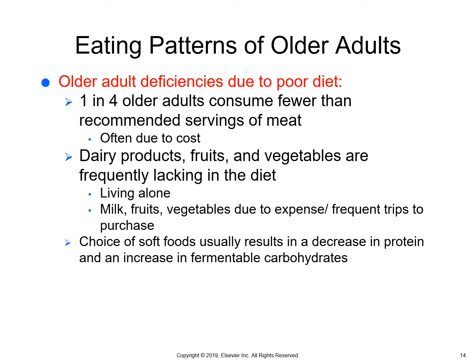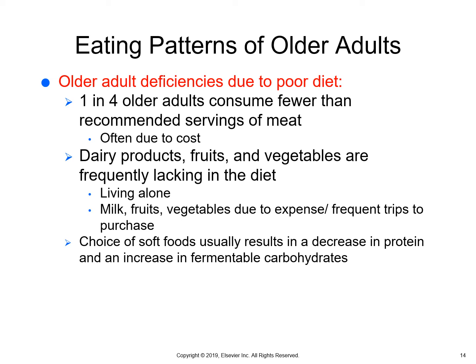Below. Some older adult deficiencies due to poor diet are 1 in 4 older adults consume fewer than recommended servings of meat. It's often due to cost. It could also be due to inability to chew meat.